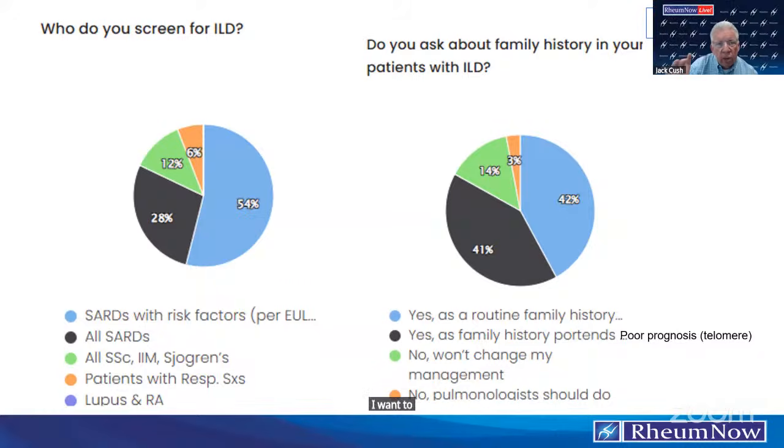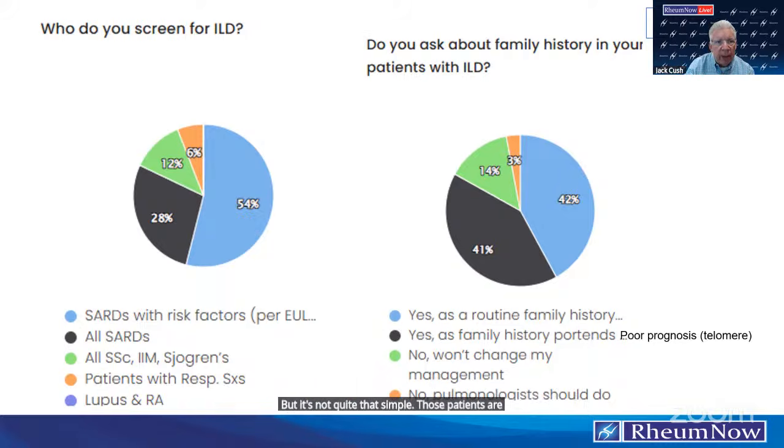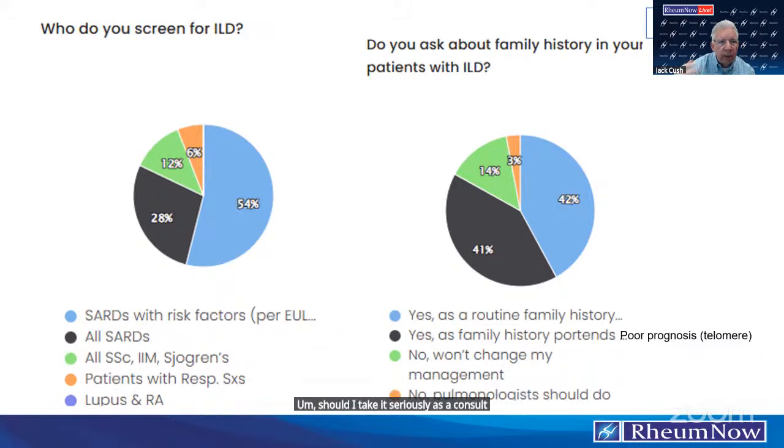I want to ask a question that I got from Tony Russell in Edmonton about ANA positive referrals in ILD patients. I always considered those to be just like an ANA consult. They've got autoantibodies because they have lung inflammation and alveolar macrophages and IL-10 and whatnot, and it doesn't really mean anything unless you can find evidence of a SARD. But it's not quite that simple. Those patients are called IPAF now. Who wants to take a stab at what to do about an ILD patient with an ANA? Should I take it seriously as a consult? Elana, you want to try that?